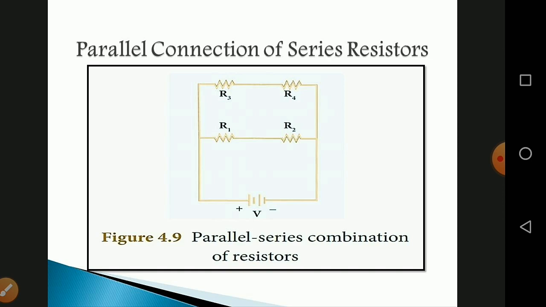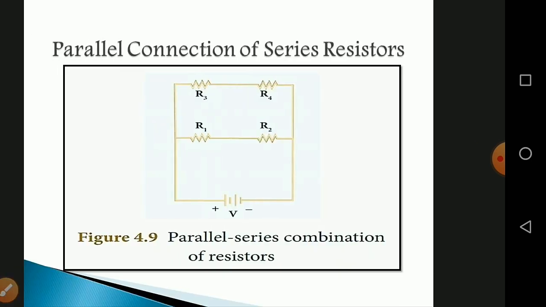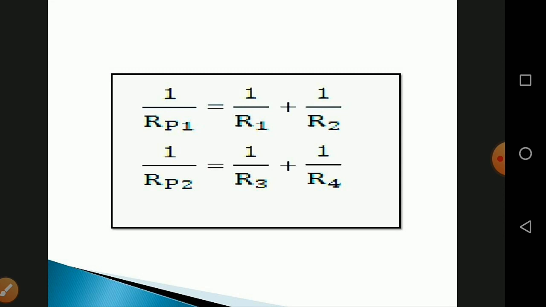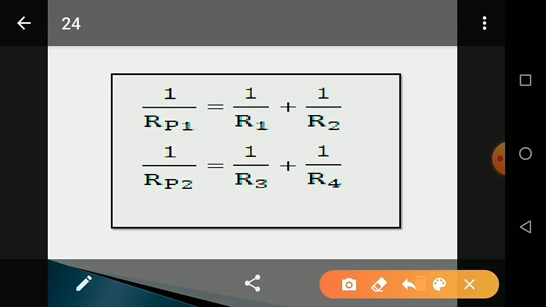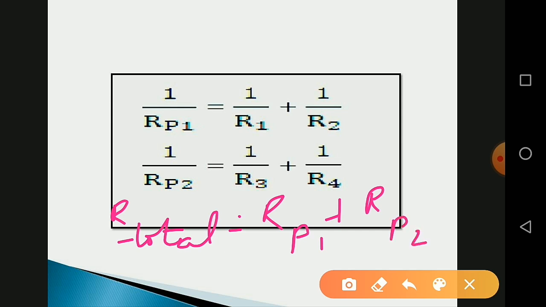So this is the connection, and this is the other connection. Finally, using the equations of resistance, the net effective resistance, that means R total, is equal to resistance in parallel 1 plus resistance in parallel 2, RP1 + RP2. So this net effective resistance is given below.